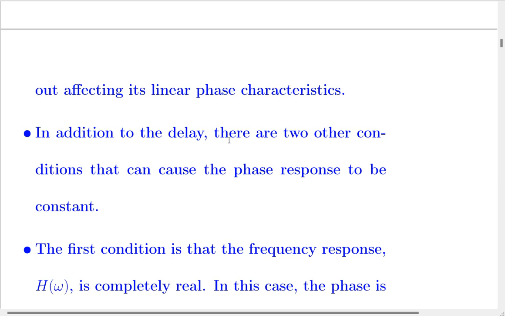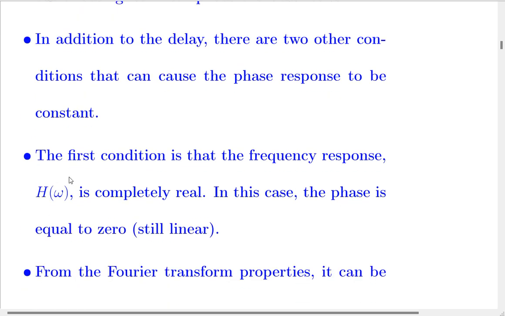In addition to the delay, there are two other conditions that can cause the phase response to be constant. The first condition is that the frequency response H of omega is completely real. So there is no phase. It's a horizontal line for all omega. In this case, the phase is equal to 0, still linear.